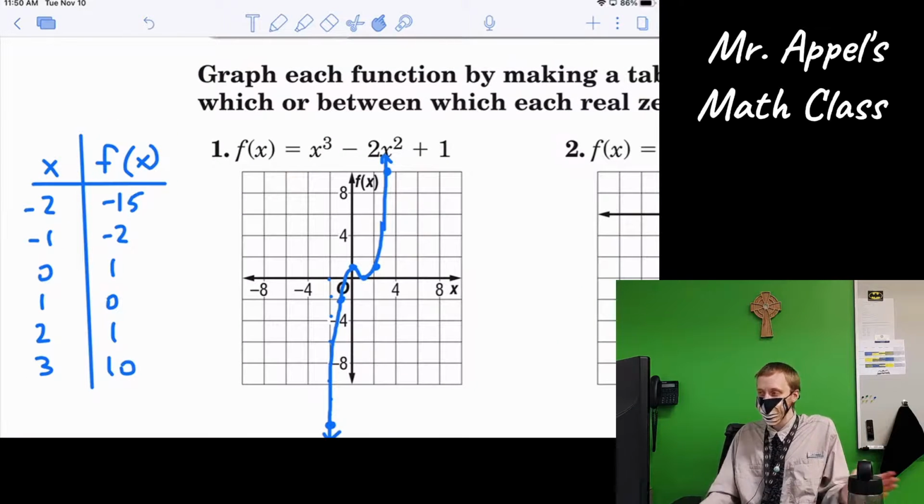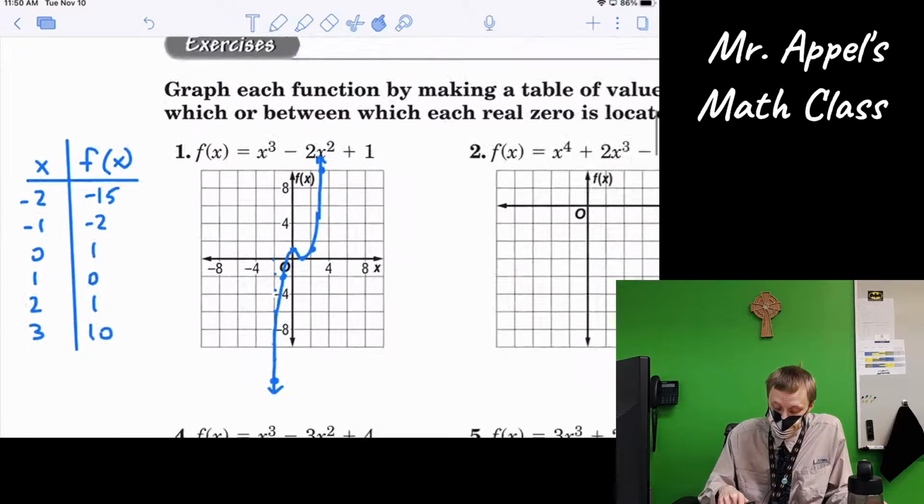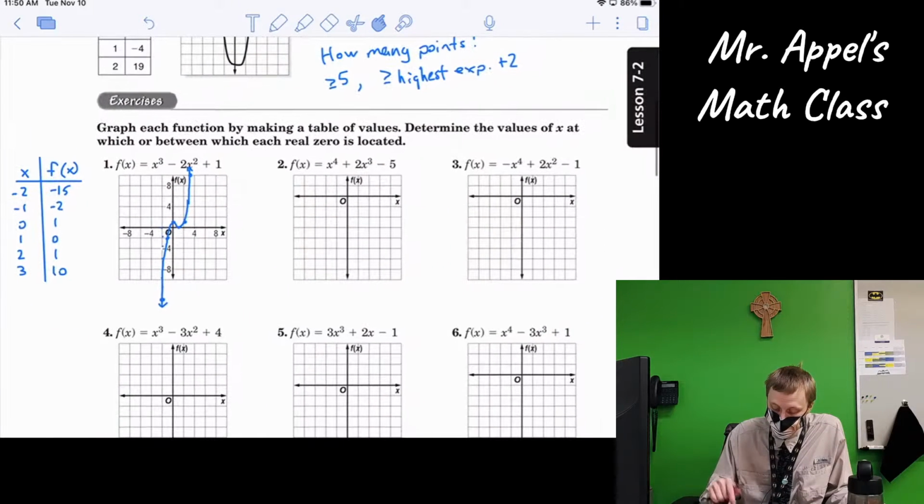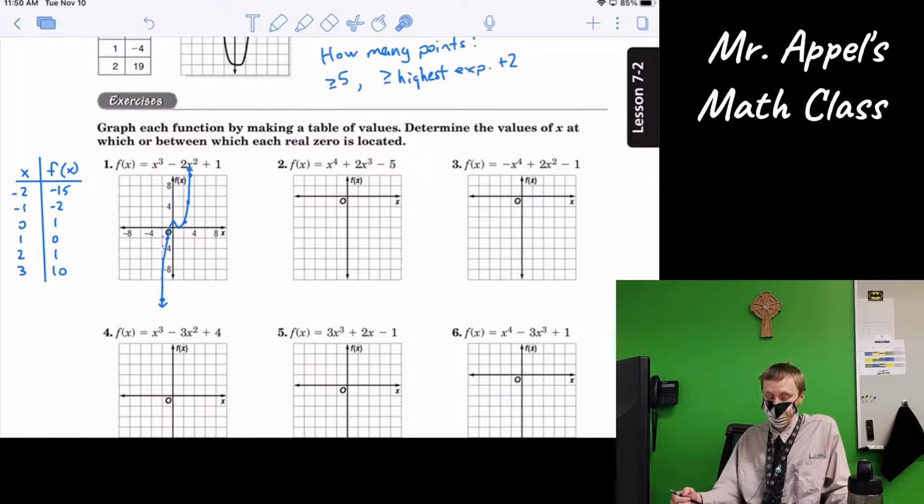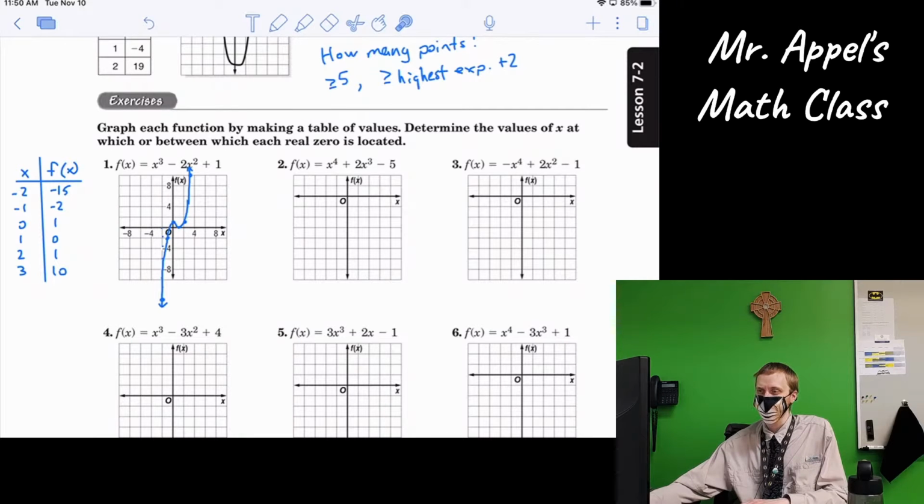Okay, any questions there? No? Then you have the rest of the period and more of the day if you need it to finish 2 through 6. And we'll save the next page for tomorrow. So with that, I leave the rest to you.